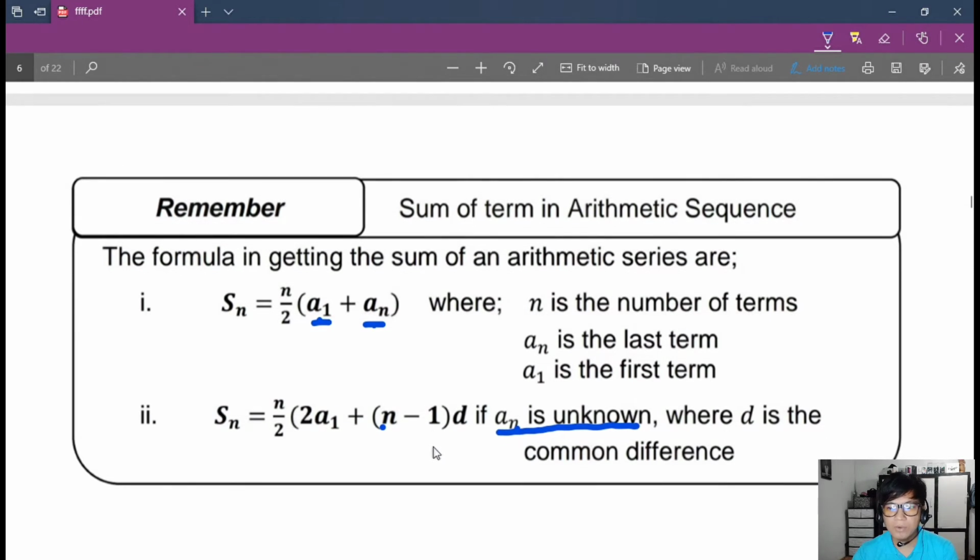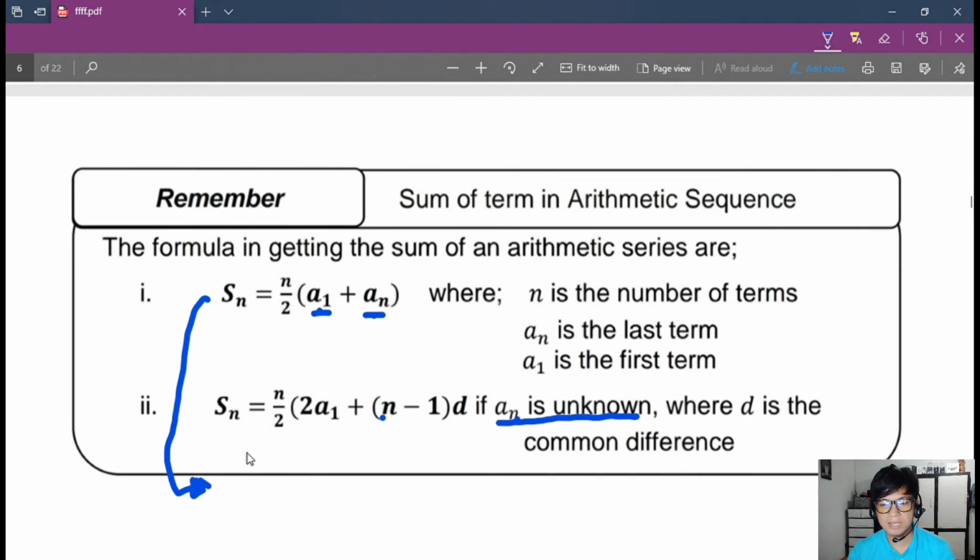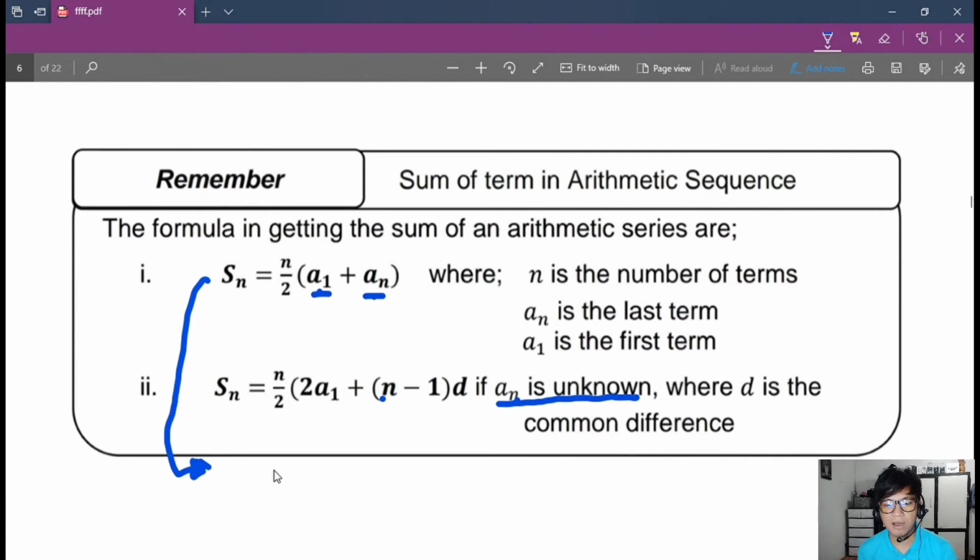Okay, meron tayong kwento about this formula. This formula is actually derived from a story. Sa story meron tayong story ni Carl. Ang story na ito ay tinatawag na Secret of Carl. So, merong sikreto si Carl. Ano kaya yung sikreto ni Carl? Secret of Carl.